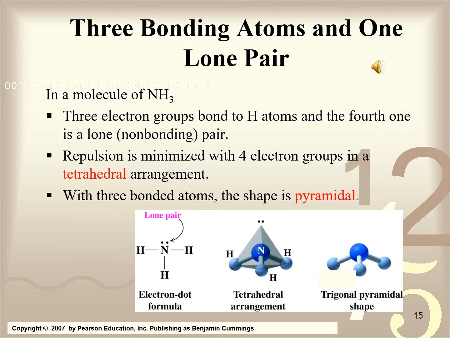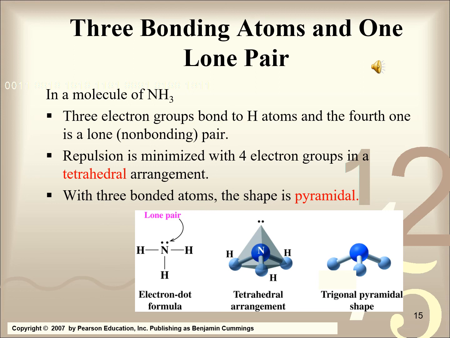Here you see the electron dot formula for ammonia. Notice that you have 4 electron pairs around your nitrogen. So those 4 electron pairs want to get as far away from each other as possible. The farthest that they can get away from each other in 3-dimensional space is to form a tetrahedral. So those 4 electron pairs are going to form a tetrahedral. But when it comes time to talk about molecular shape, we only look at the bonded pairs.